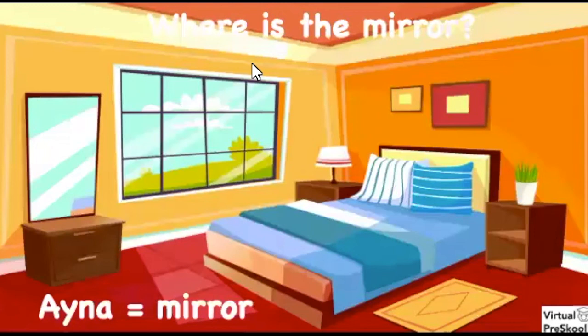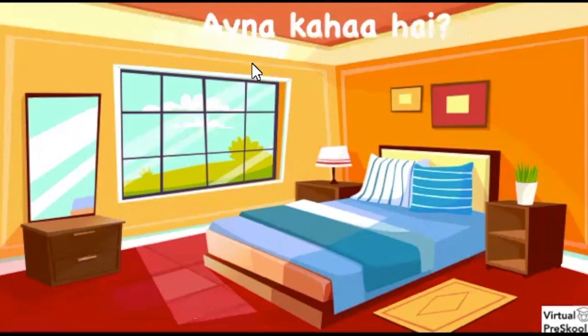All right. Where is the mirror? What's the subject? Mirror. So put the whole Hindi sentence together. If you said mirror kahan hai, shabash. Now let's replace the word mirror with the Hindi word, aina. Aina is how we say mirror in Hindi. So now, how would you say where is the mirror, the whole thing in Hindi? Aina kahan hai?